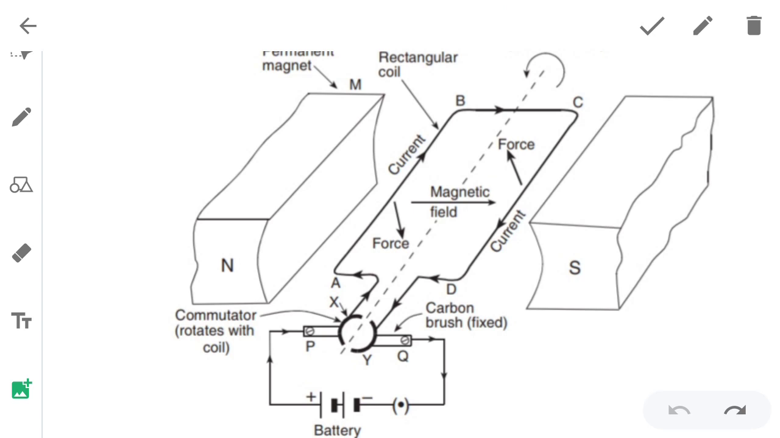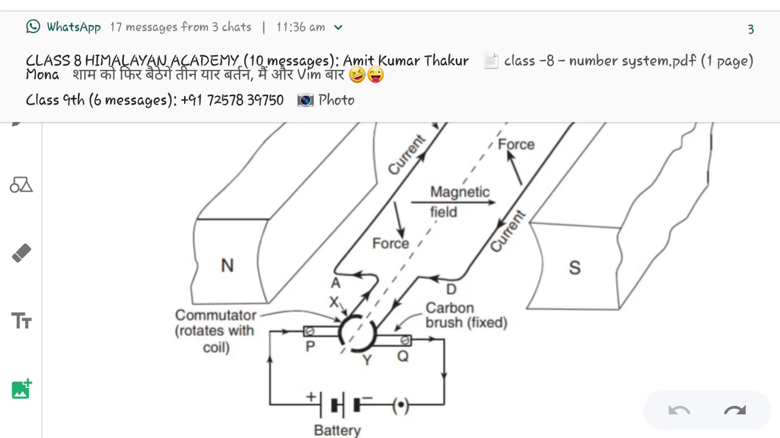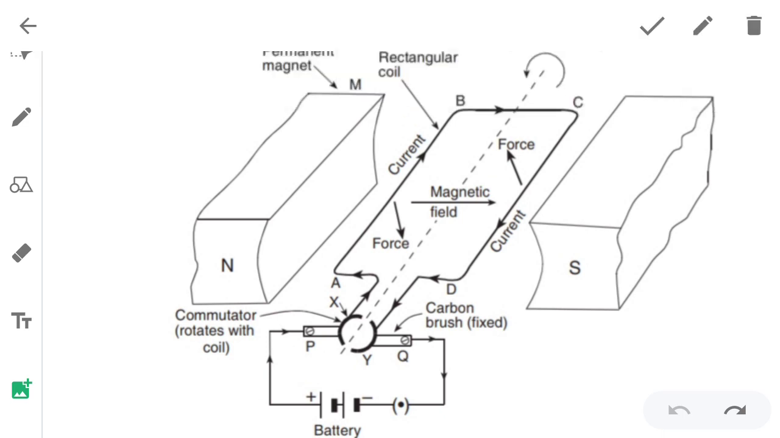Okay, now we will see what happens when we start flowing the current through the conductor ABCD. First of all, we need to keep the conductor perpendicular to the direction of the magnetic field, and that is the first and very important point. Then, after keeping the conductor perpendicular to the direction of the magnetic field, we start flowing the current through the conductor. As you can see the direction in which the current is flowing.